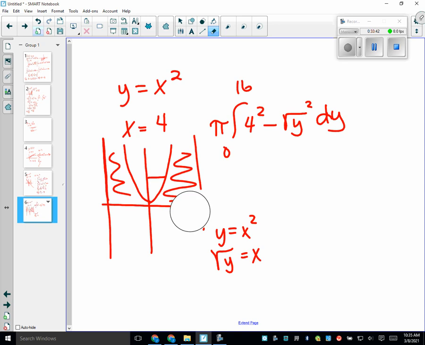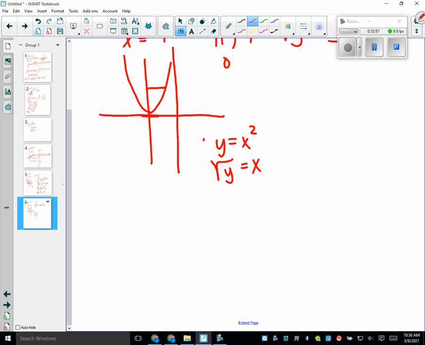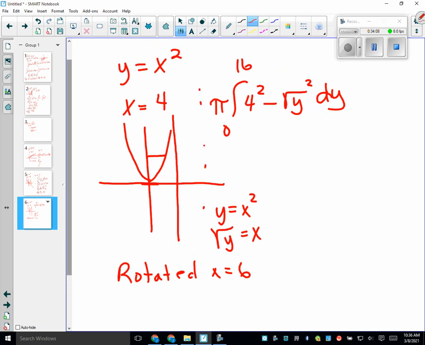Okay, let's change this problem. It's still x equals 4, which is this, right? But this time it's rotated around x equals 6. So it's rotated here. This is a washer. Okay, so it's actually going this way now, isn't it? Yeah. All right, I drew that backwards.